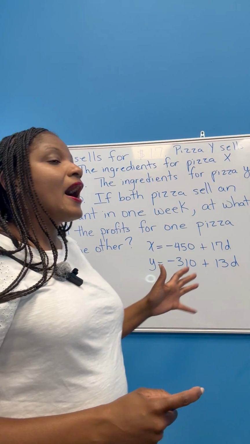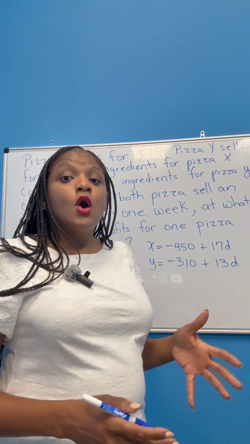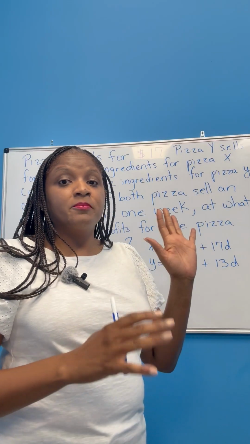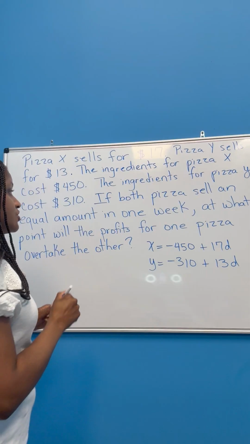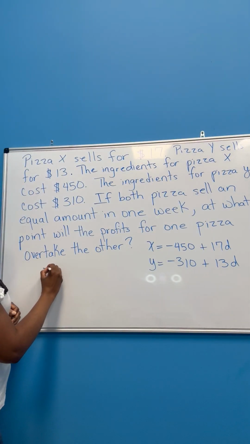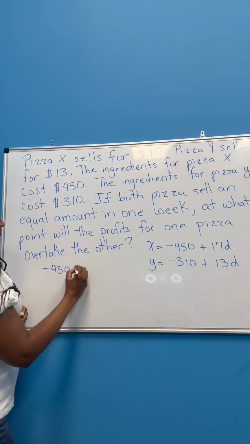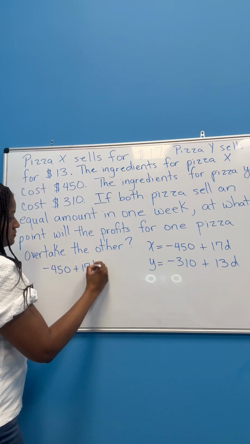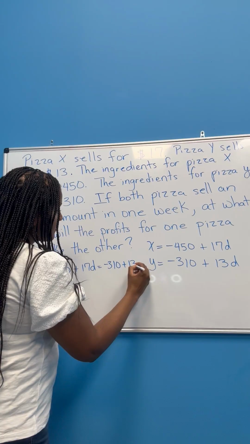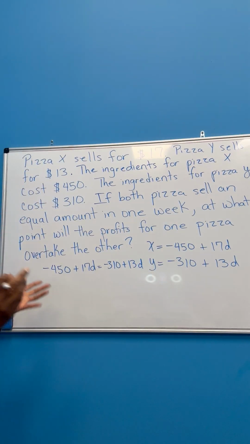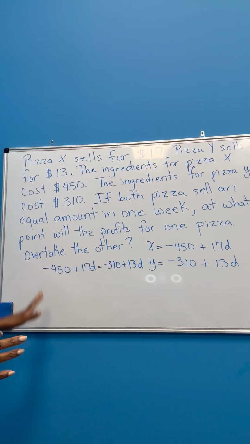This one, though, I would solve using substitution. What they did tell us is that the amount for pizza X and for pizza Y are equal. So we can set these two equations equal to each other. I just used the variable D, but it will just be how many pizzas you actually sell. This is going to tell us how many of each pizza we actually sell.